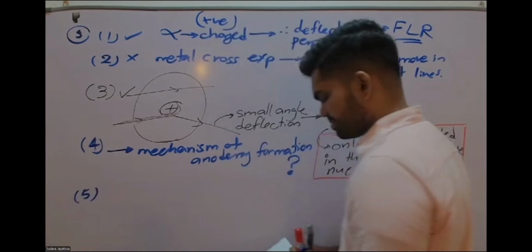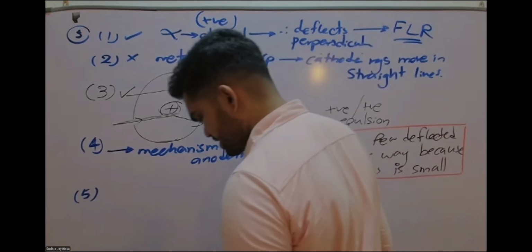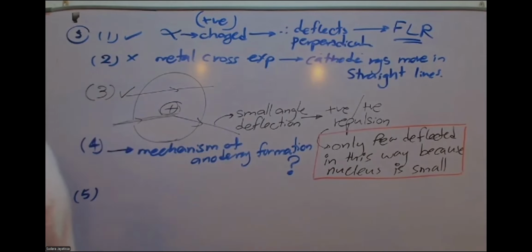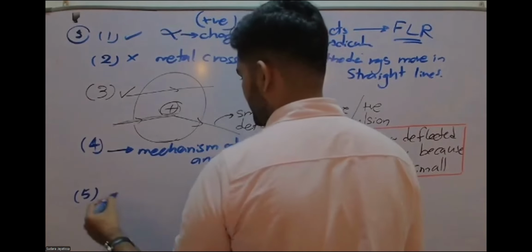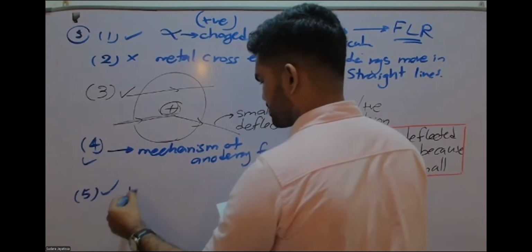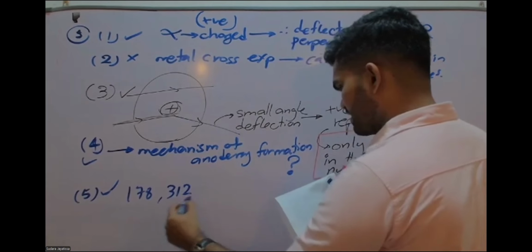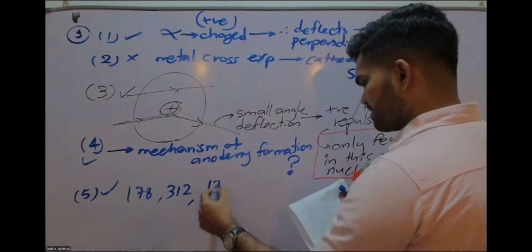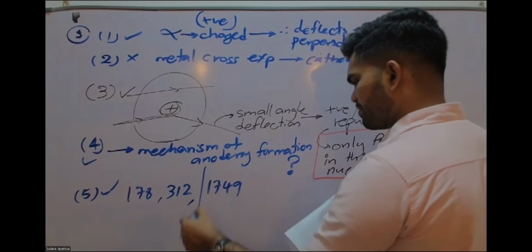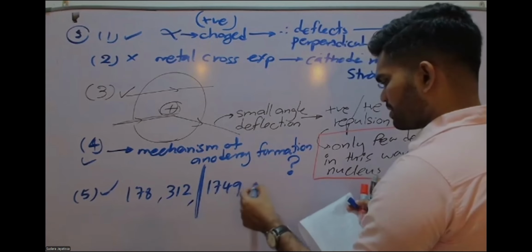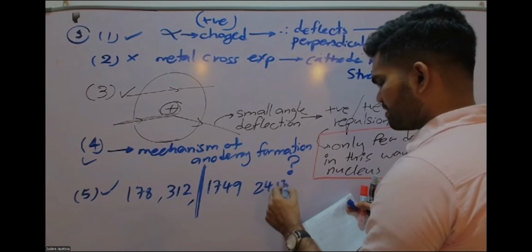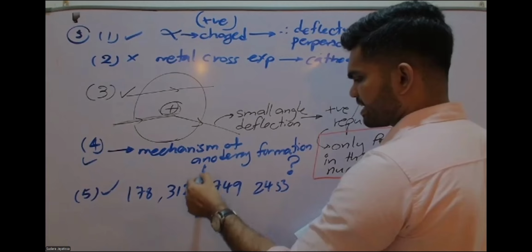And then the fifth one, it's from successive ionization energies we learned this week. So it is given some values: 178, 312. So gradually increasing. 1749 is kind of a large value, right? And 2455. So you have this sharp increment right here.